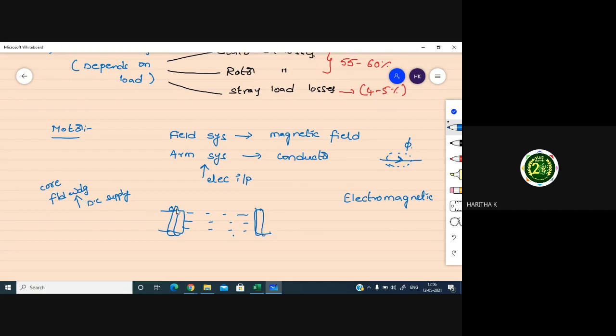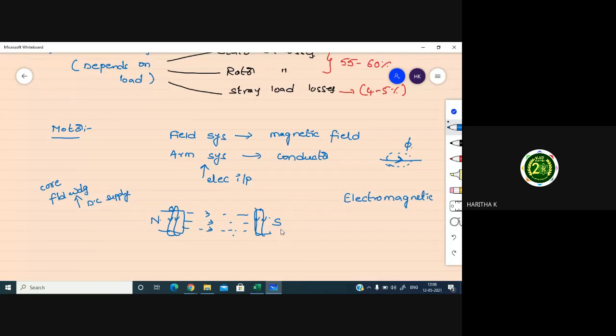Whenever you give DC supply, the current will circulate in this winding. And due to that current, the magnetic poles will be created, north pole and south pole. Now we have the magnetic field. These are the flux lines. Flux is flowing from north pole to south pole. You understand? The field system consists of a core, that is a magnetic material.